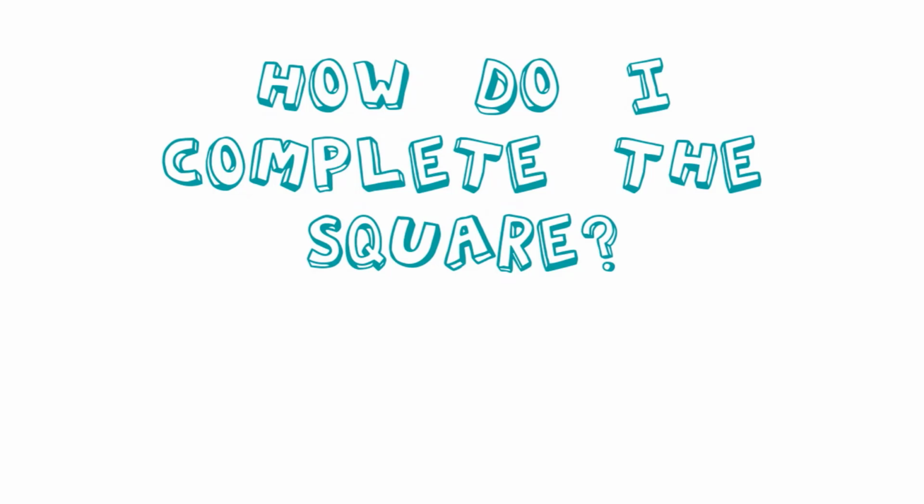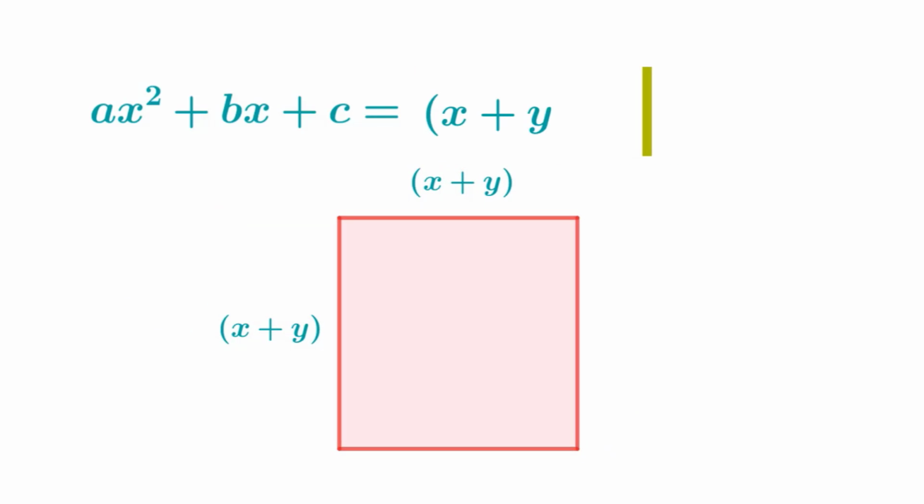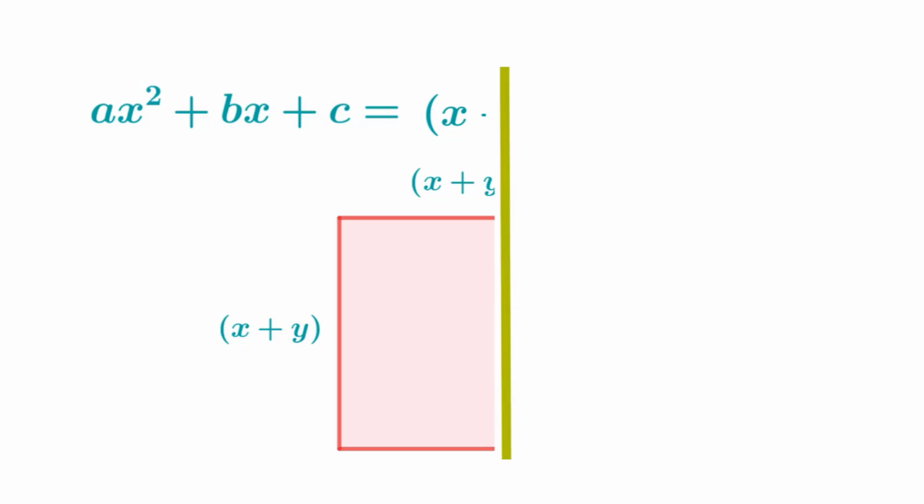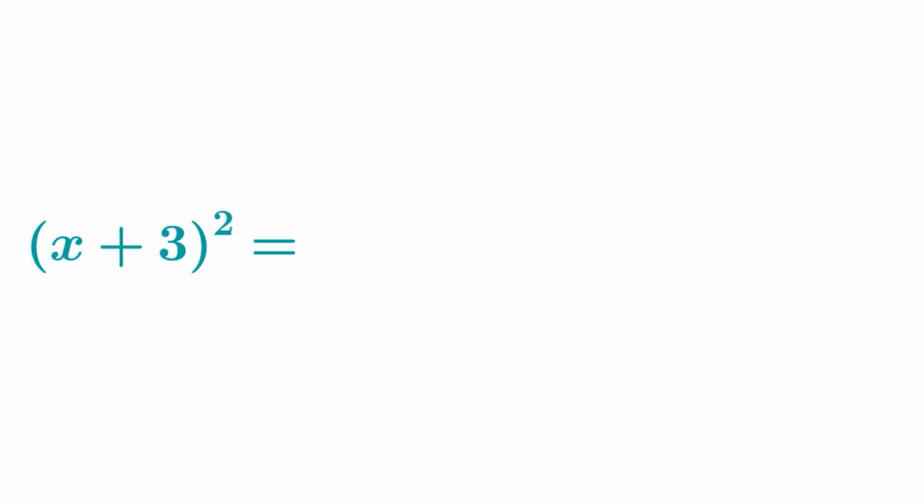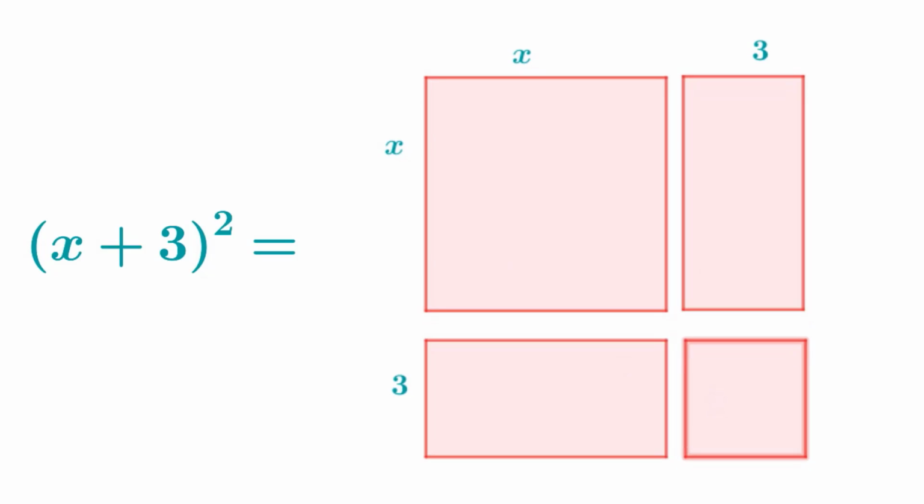Remember I said that we can view quadratic expressions as rectangles. Its factors can be seen as the lengths of the sides of that rectangle, and if its factors are the same, then we can even see it as a square. For example, if I had a quadratic expression that I factorized to be (x plus 3) all squared, then that means each side of that square would be x plus 3.